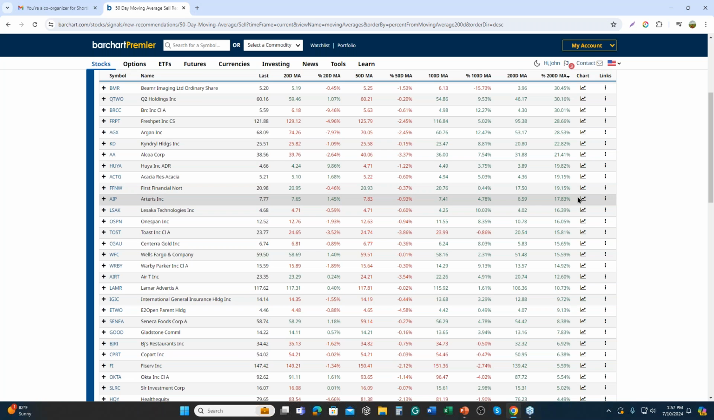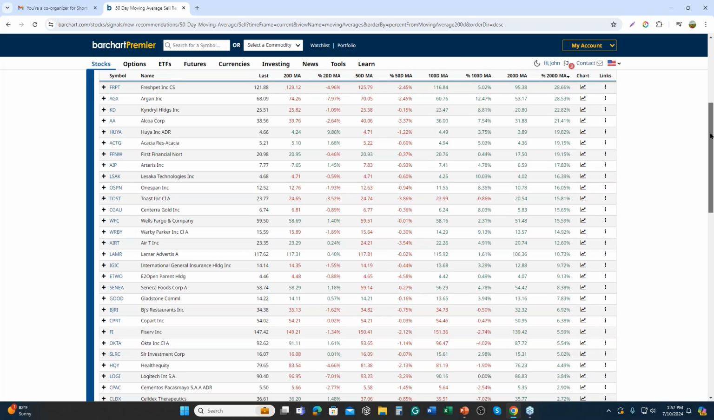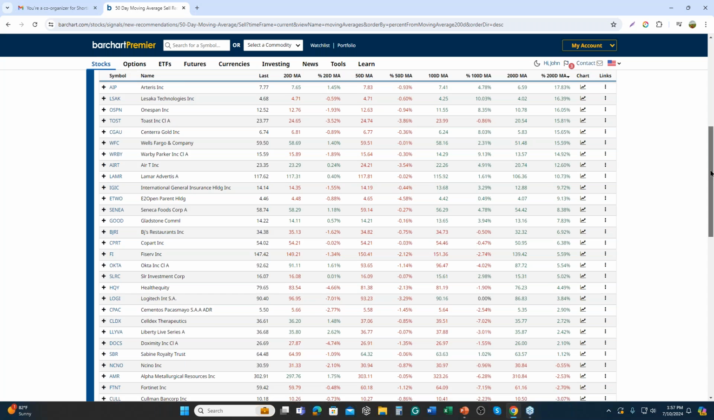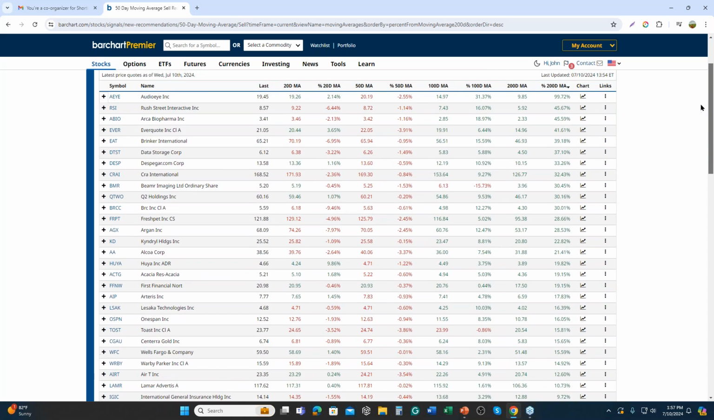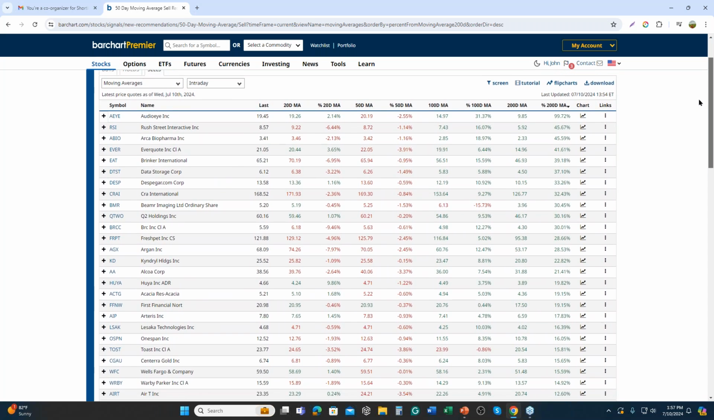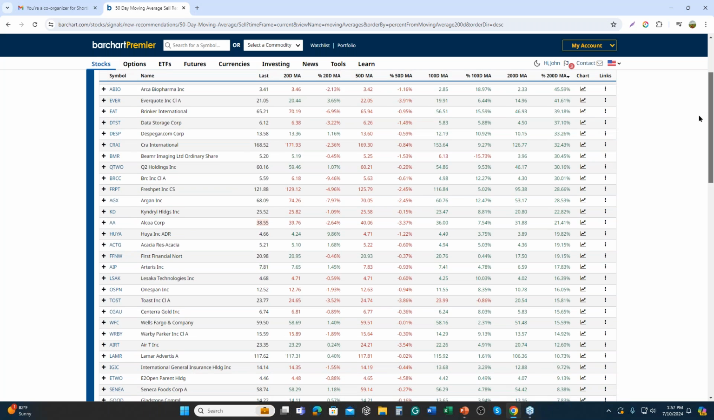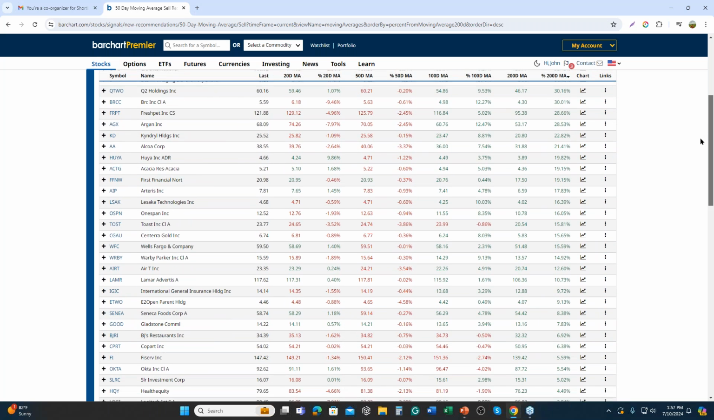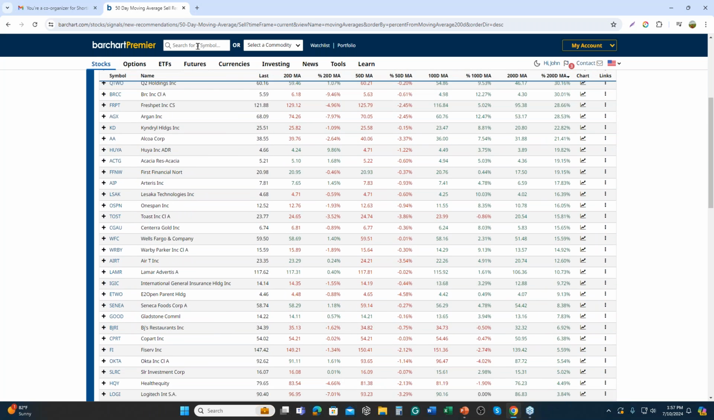And the one that I was looking at this morning is, let's see if it's in here. I don't see it, but let's see if we can find another one. Well, it was IP, International Paper.